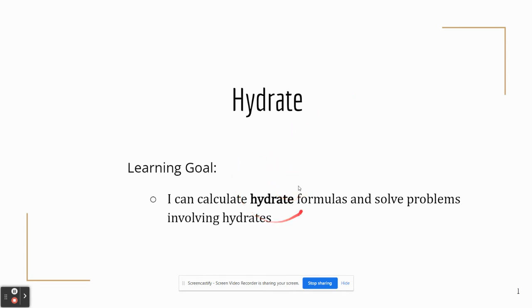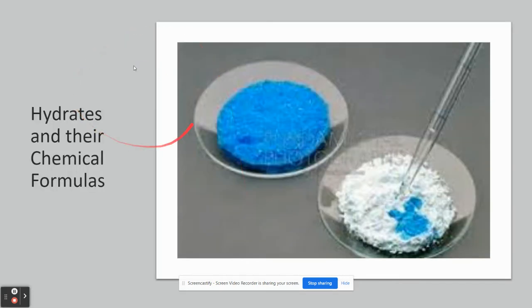So what we're going to do in this particular lesson is we're going to learn how to calculate a hydrate formula and solve problems that involve hydrates. So here we have an example of hydrates. This is the hydrated version of a compound. And then if you remove the water, well, it becomes this white color over here.